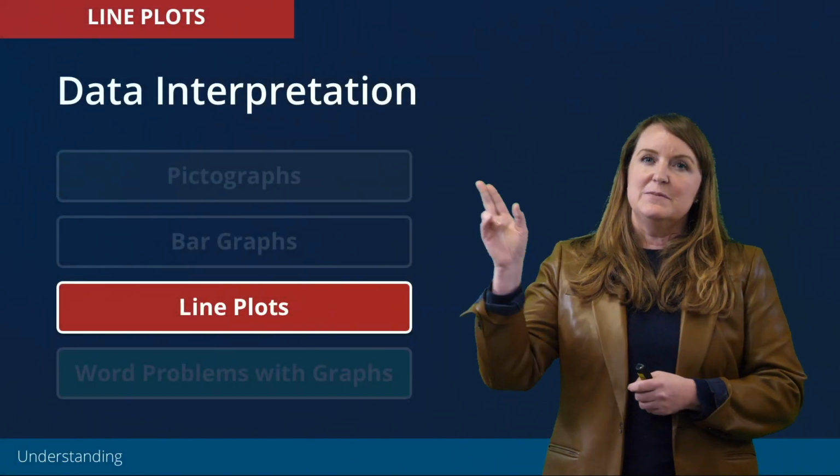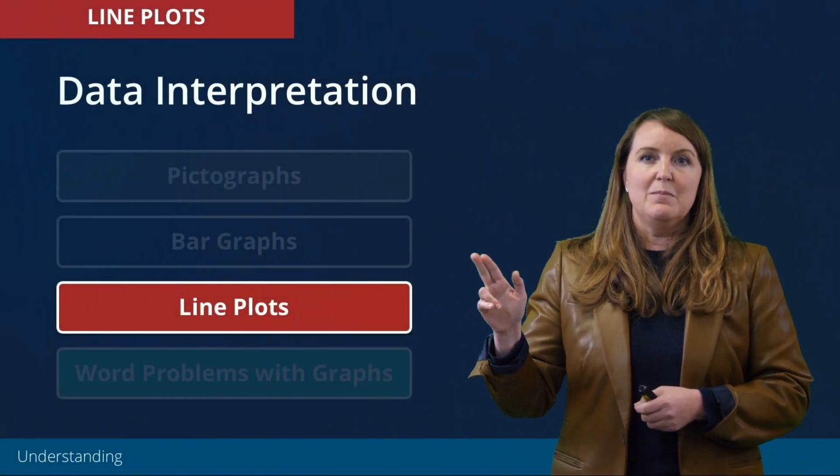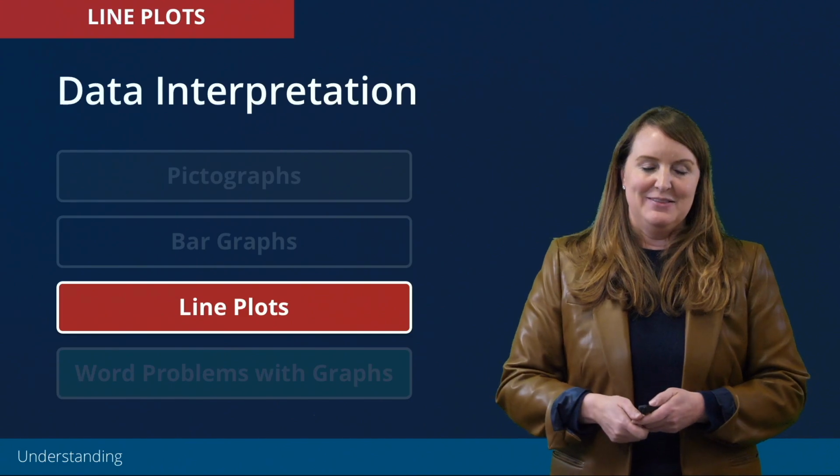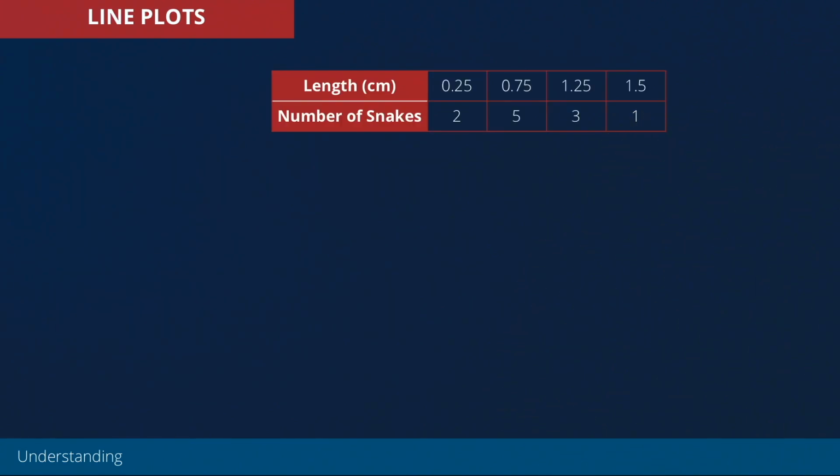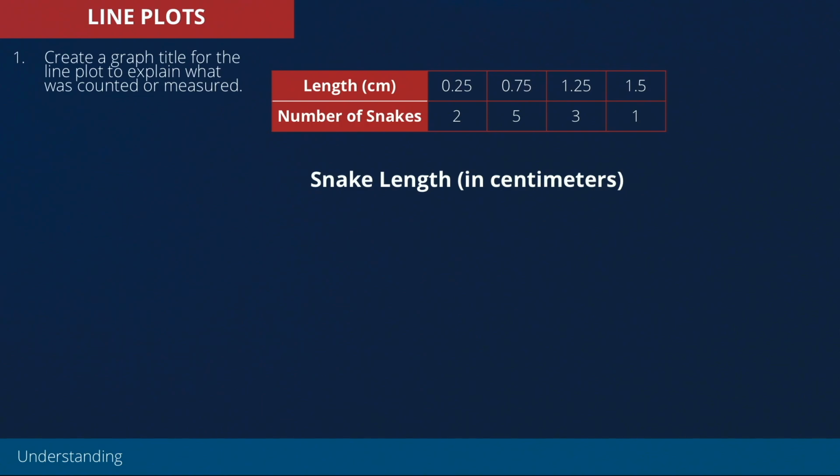All right, we've talked about pictographs and we've talked about bar graphs. Now let's talk about line plots. With a line plot, we have the same situation as before. We have some data and we have to figure out how we could plot this data. So first I'm going to create a graph title. Here maybe I'm talking about the length of the snakes.